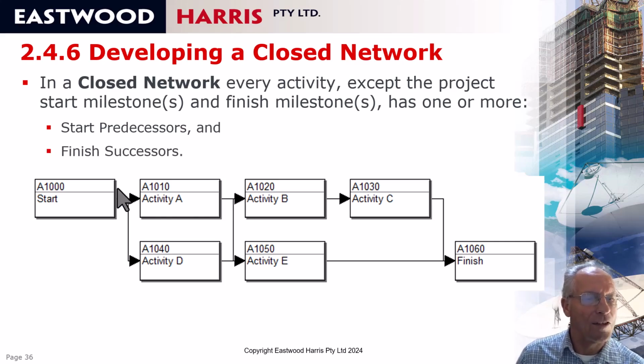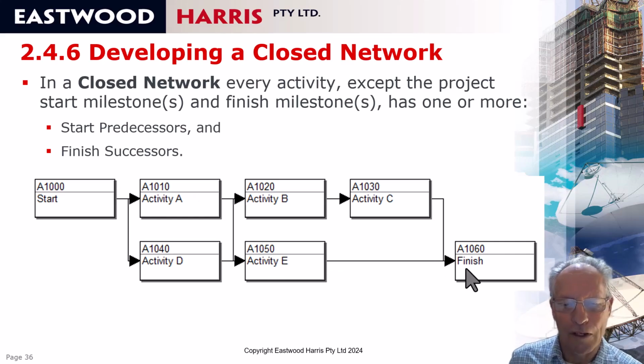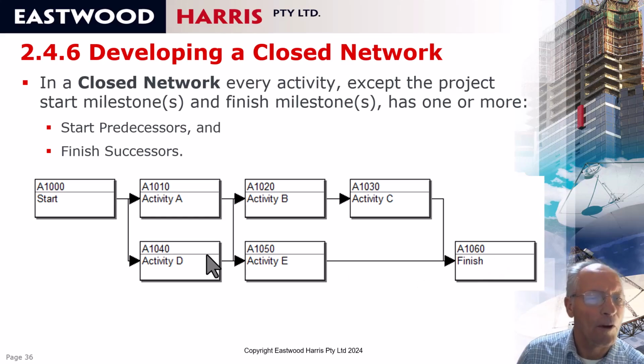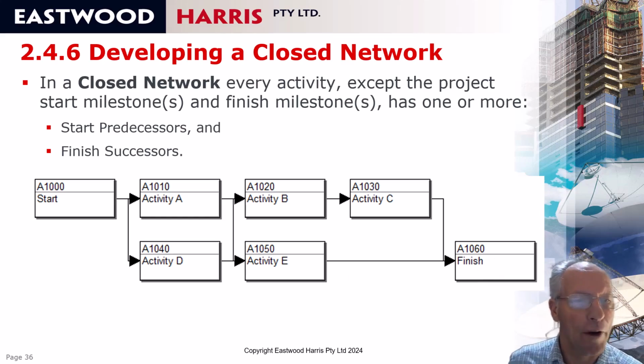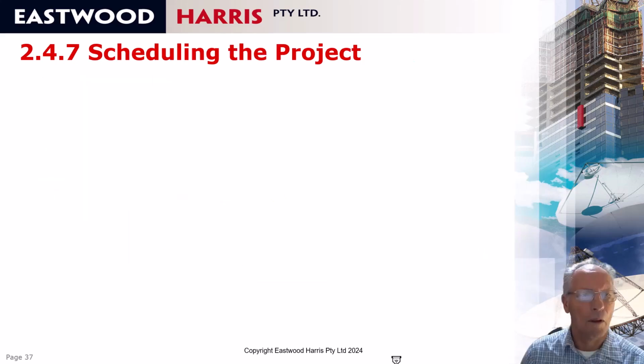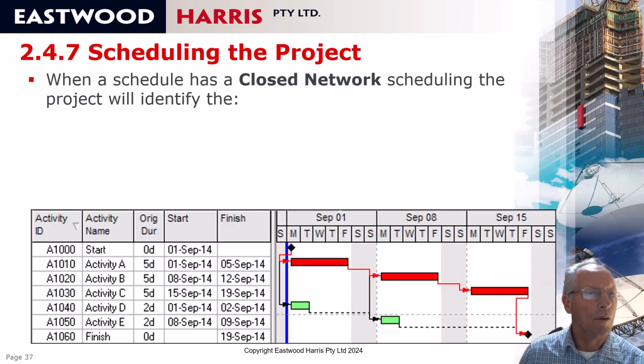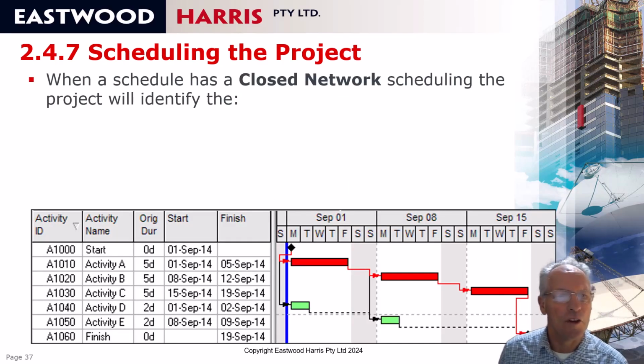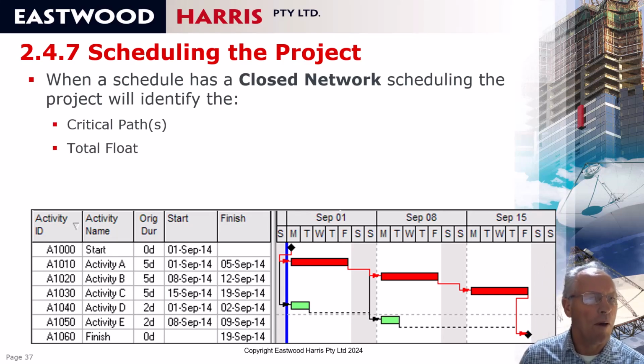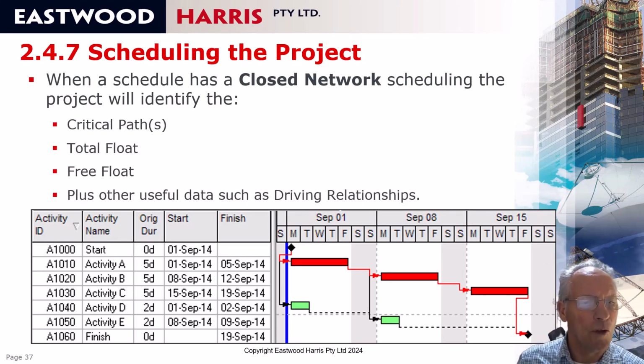Therefore, in this situation, any activity, if it's delayed, will eventually delay the end date, and therefore a closed network must be generated if you're going to create a critical path program. Scheduling the project. So when a schedule has a closed network, then the scheduling of the project will identify the critical path, the total float, the free float, and other useful data such as driving relationships. So let's have a look at each one of these now.